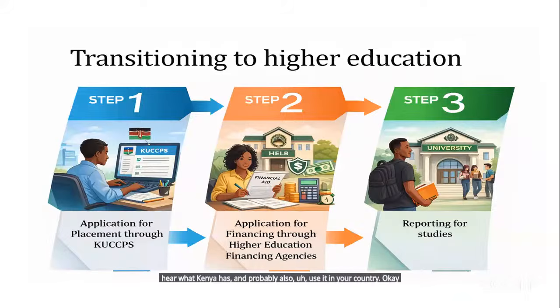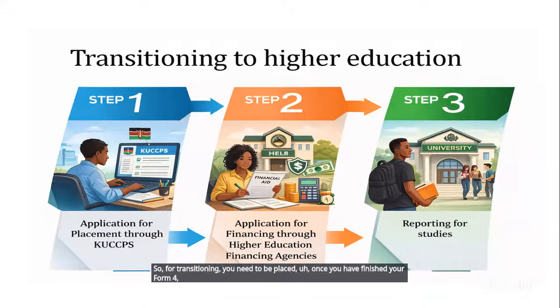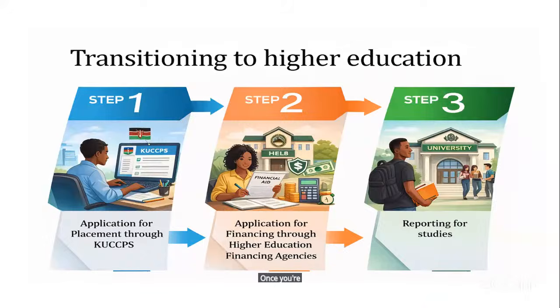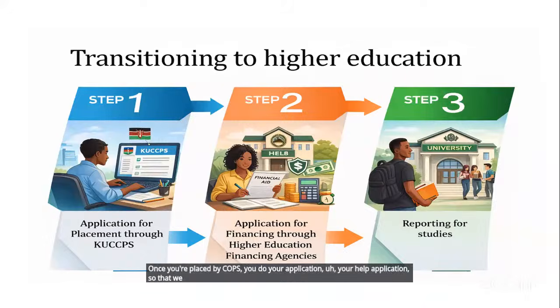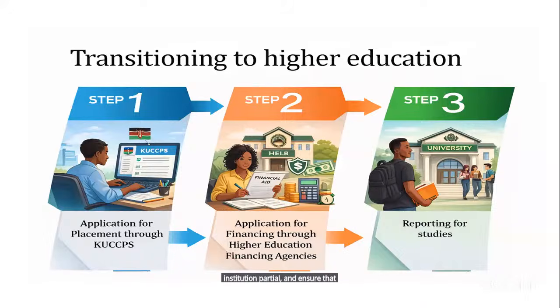Okay, let's go. For transitioning, once you have finished your Form 4, you're placed by KUCCPS. Once you're placed, you do your HELB application so that we can finance you. And then you get to school. You do it online. You log into the institution portal and ensure that you are ready for studies without thinking about where you're going to get your money from. That is why we are here.